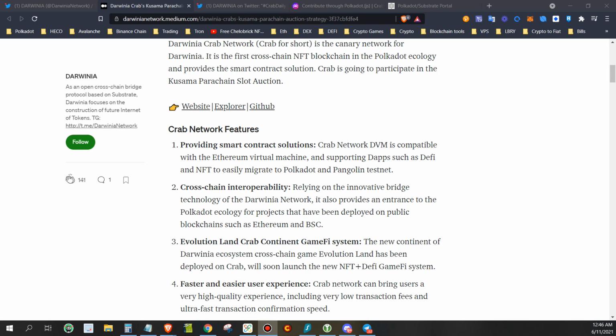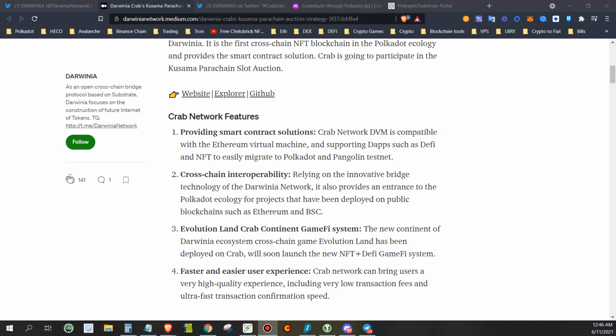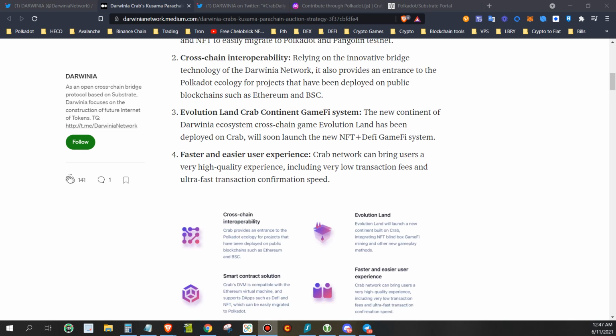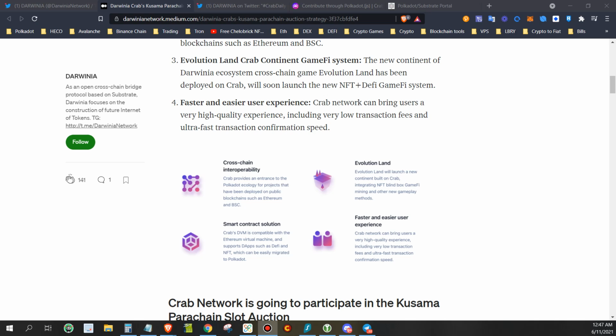3. Evolution.land, Crab Continent GameFi System. The new continent of the Darwinia ecosystem, the cross-chain game Evolution.land, has been deployed on Crab and will soon launch the new NFT plus DeFi GameFi system. Number 4. Faster and easier user experience. Crab Network can bring users a very high quality experience, including very low transaction fees and ultra fast transaction confirmation speed. So here it says cross-chain interoperability.